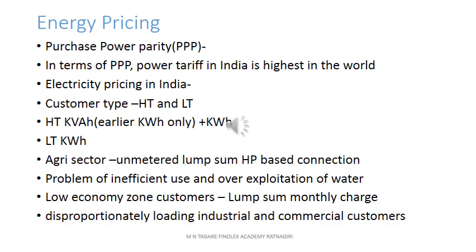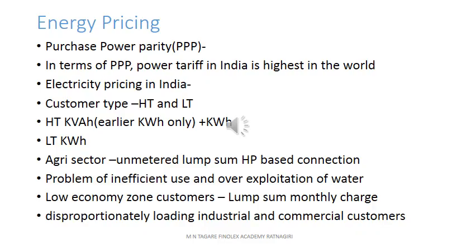Now because of that, what has happened? To recover the cost of the agricultural sector, the industrial and commercial sectors are billed very heavily. This is a very important thing. Now this is for agriculture. Similarly, there are low economy zone customers. So the government again does this charity, that they are also given a lump sum bill for the monthly usage. Because of these things, obviously the cost of electricity is very high and it is increasing day by day.